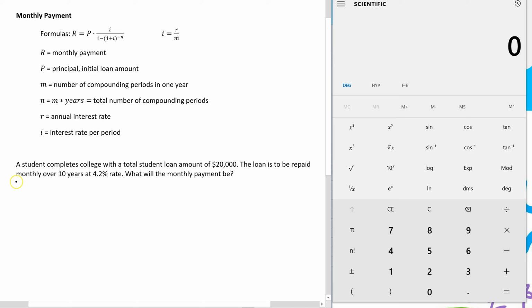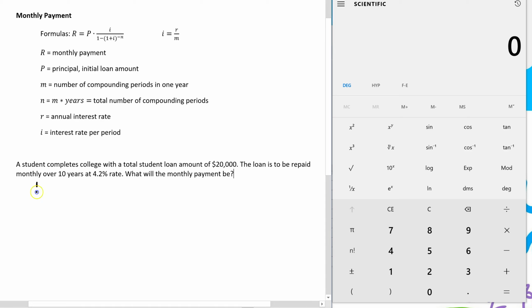The problem. A student completes college with a total student loan amount of $20,000. The loan is to be repaid monthly over 10 years at 4.2% rate. What will the monthly payment be?